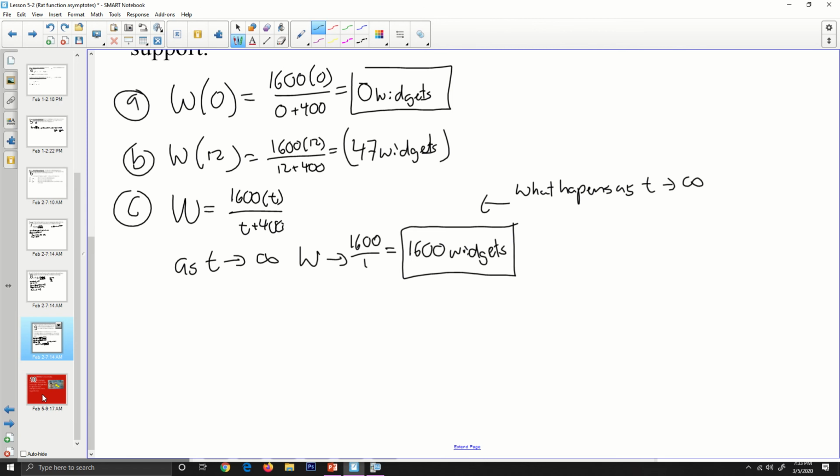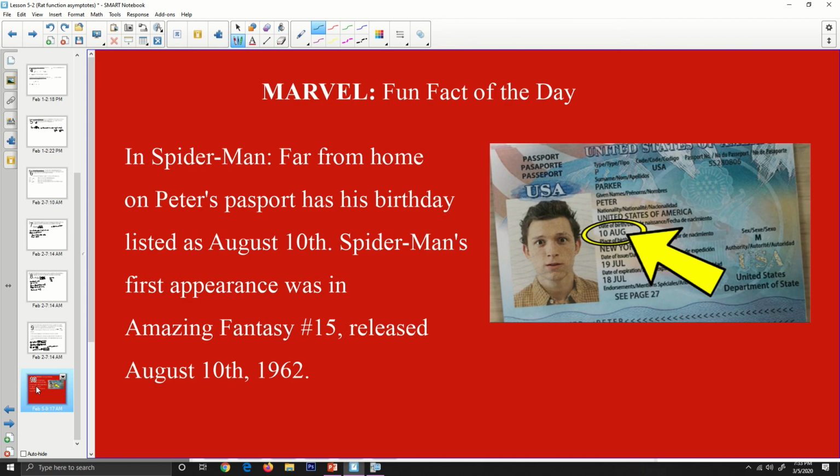All right, well, that's all I got for you today, folks. So the Marvel fun fact of the day: in Spider-Man Far From Home, on Peter's passport, he has a birthday of August 10th. Spider-Man's first appearance was Amazing Fantasy number 15, and it was released on August 10th, 1962. There's your Easter egg for the day.